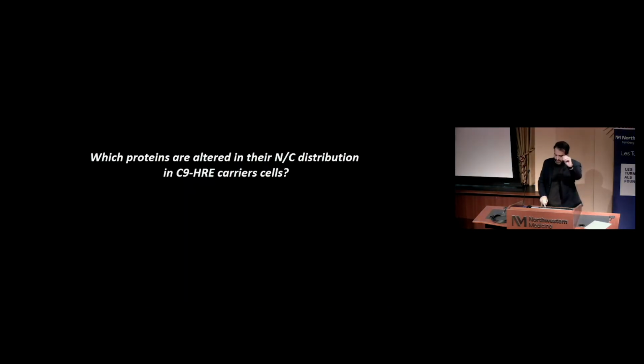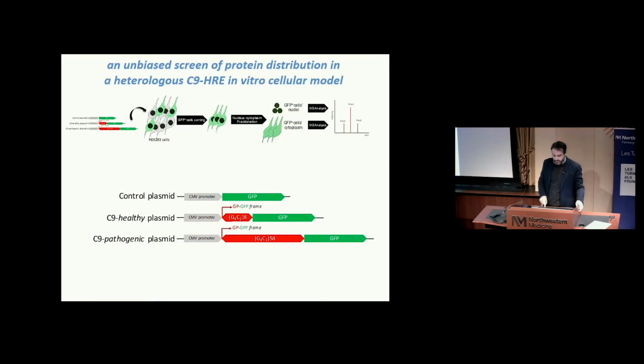So we sought out to address this really simple question, which is which proteins are altered in their nucleocytoplasmic distribution in cells that express these repeats, and do these contribute to toxicity and dysfunction and eventual toxicity. Now, to do this, we initially wanted to set up a sensitized system. And to do this, we got these plasmids from Paul Taylor's lab, which include either a control number of repeats, 8 repeats shown here, or a high number of repeats, 58 repeats in this case.